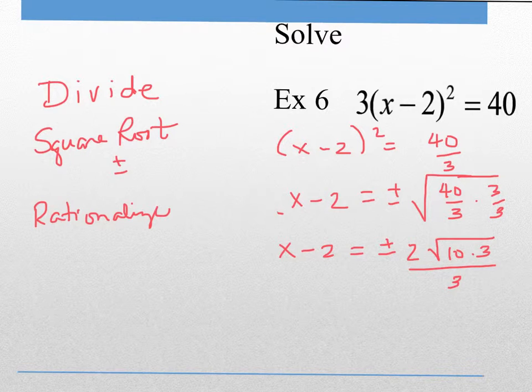And then I'm going to add the 2 to both sides. So 2 root 30 over 3. And you could find a common denominator there if you wanted to, and make the 2 6 over 3, and then you could put it all together.